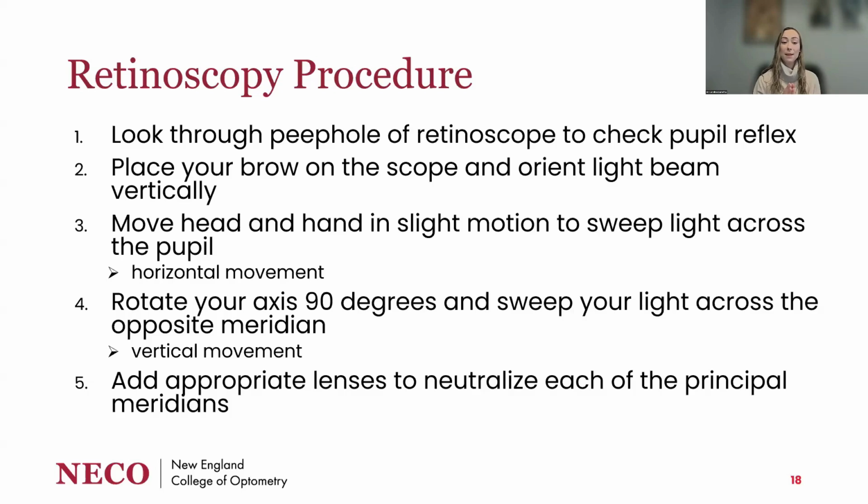When our beam is facing vertically and we are scoping side to side or horizontally, we are actually scoping the 180-degree meridian. You're sweeping your vertical beam directly across that horizontal meridian. And vice versa, when we rotate it and our beam is facing horizontally, we're now scoping up and down along that 90-degree meridian. You then add the appropriate lenses, depending on whether you see with or against motion, that neutralizes each of the principal meridians.